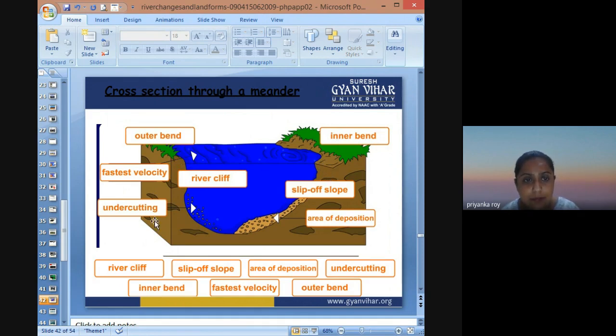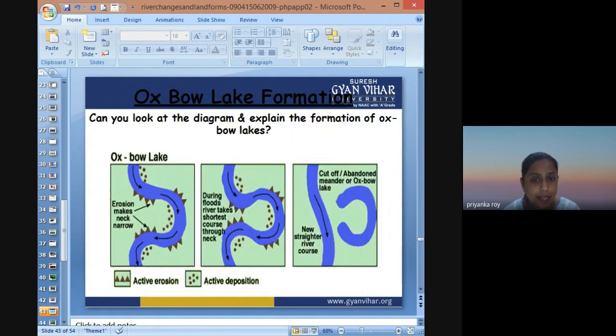The inner bed, if you see here, is not only carrying bigger particulates along the force, it is also carrying its personal belongings. The fast flowing velocity also cuts down, and undercutting also happens here. So river cliff, slip-off slopes, areas of deposition, undercutting, inner bend, and fast velocity or outer bend happen here.